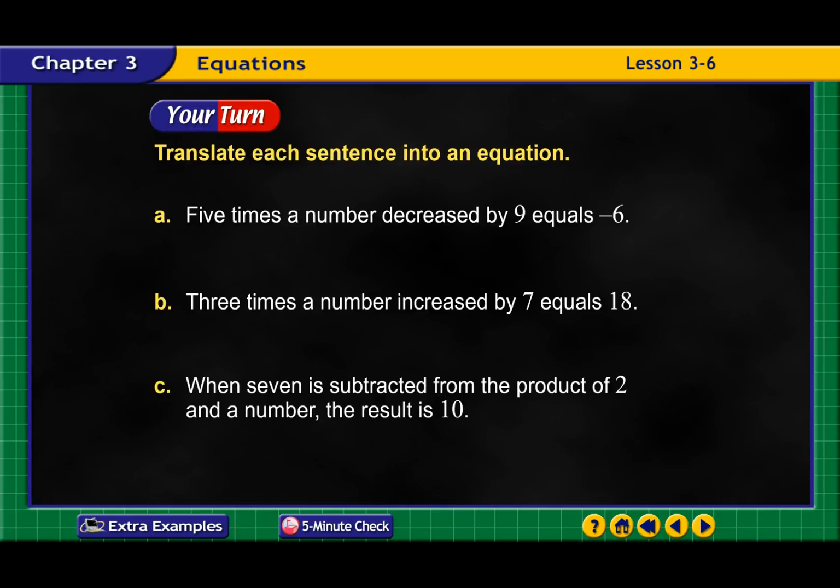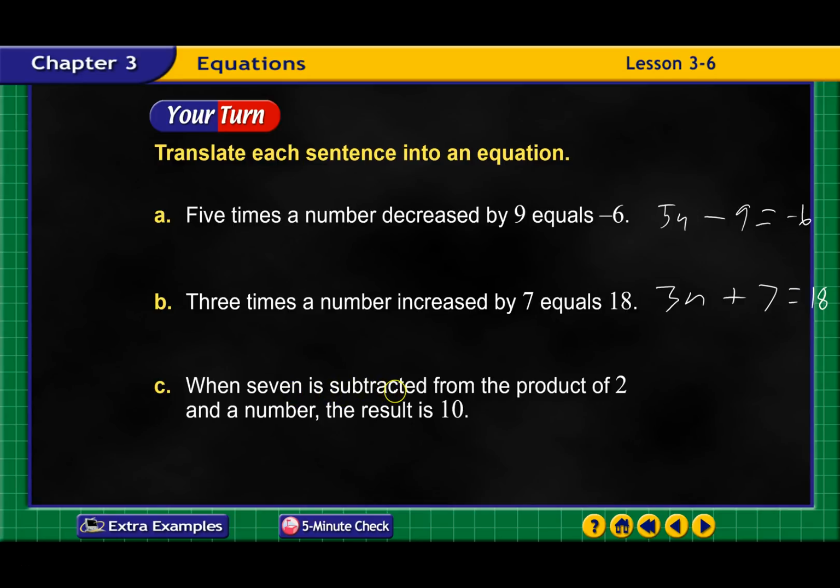All right, try these in your notes. Go. All right, 5 times a number, 5n, 5 times a number, decreased by 9 equals -6. 3 times a number increased by 7 equals 18.